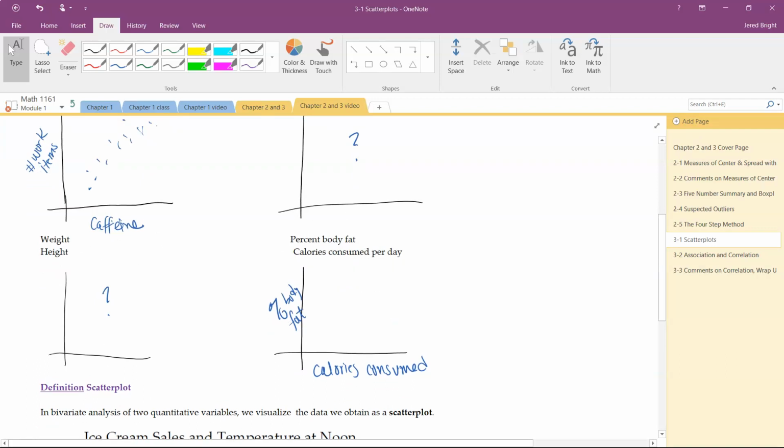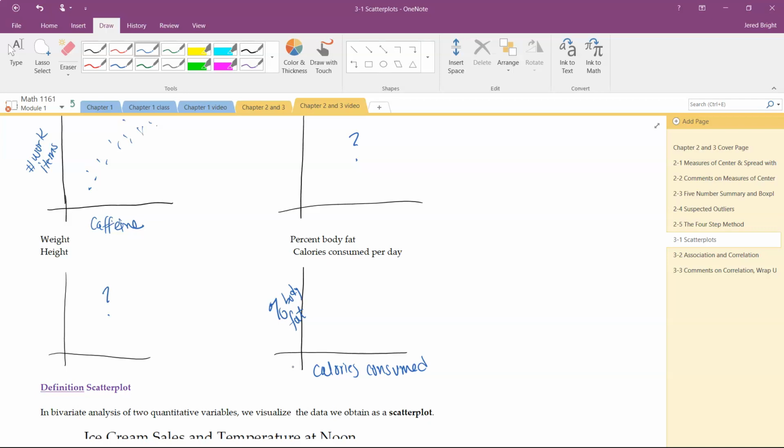Same thing with height and weight. You might imagine weight is influenced by height, but that's not always true. Does weight influence height or does height influence weight? That's unclear. We would need to dig deeper into the data. The last one was a little more clear cut for me. I said that calories consumed influence the percent body fat. I don't think it's easy to say the percent body fat influenced the calories consumed per day. That might be true in some cases, maybe it is, maybe it isn't, but we would need to dig deeper into the data to see.